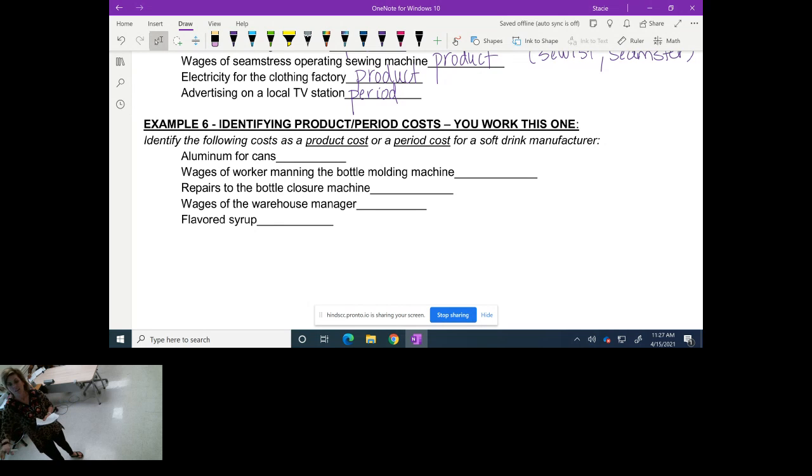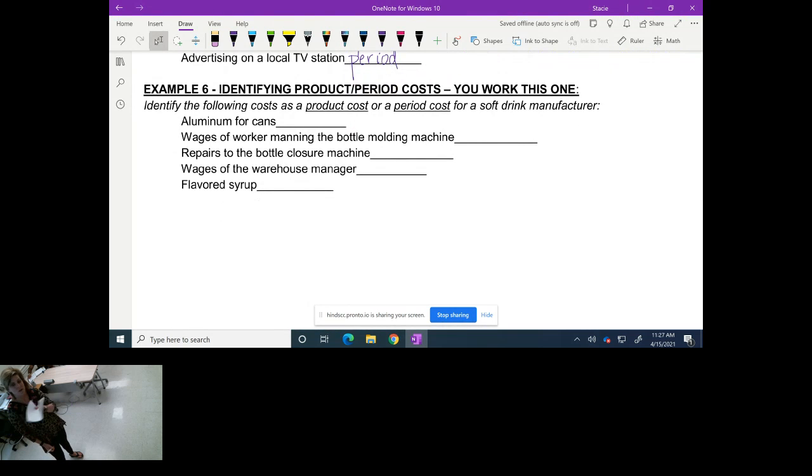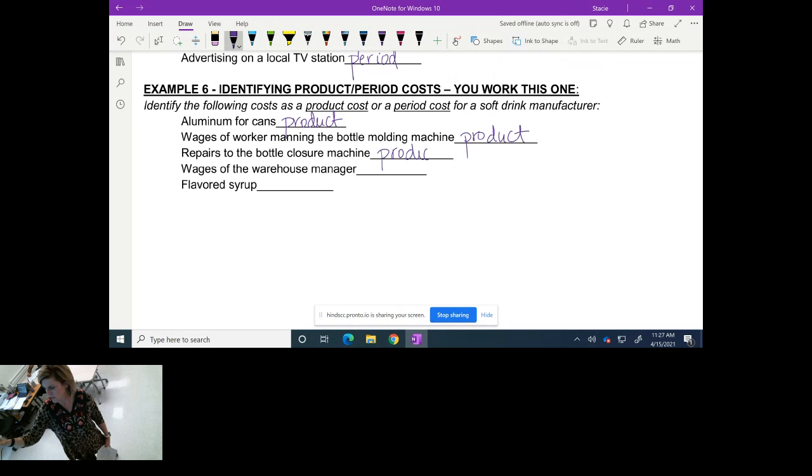All right. I think these are all product costs. I mean, the aluminum for the cans, that's direct material. Wages of the worker on the machine, product. Repairs to the bottle machine, that's factory overhead, so it's part of it. Wages of the warehouse manager, that's product. And this is factory overhead. And the flavored syrup is definitely part of the product.